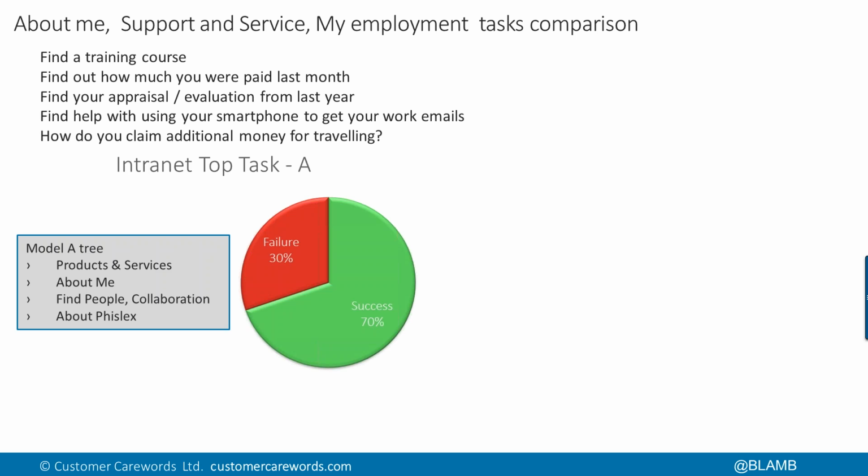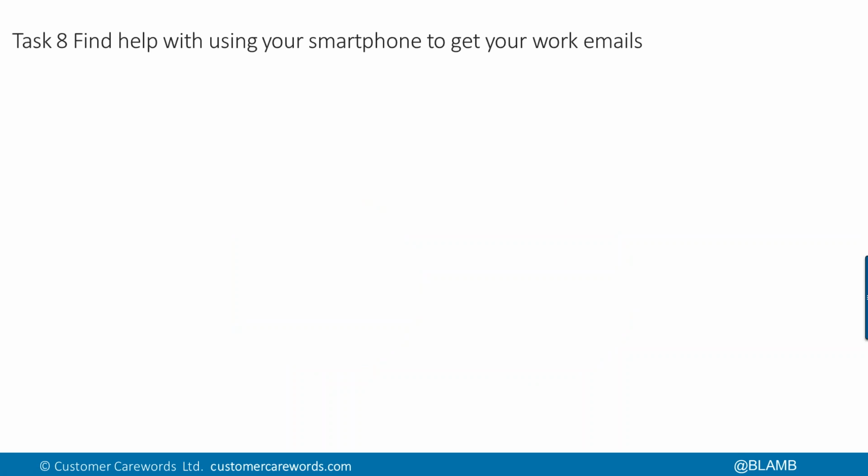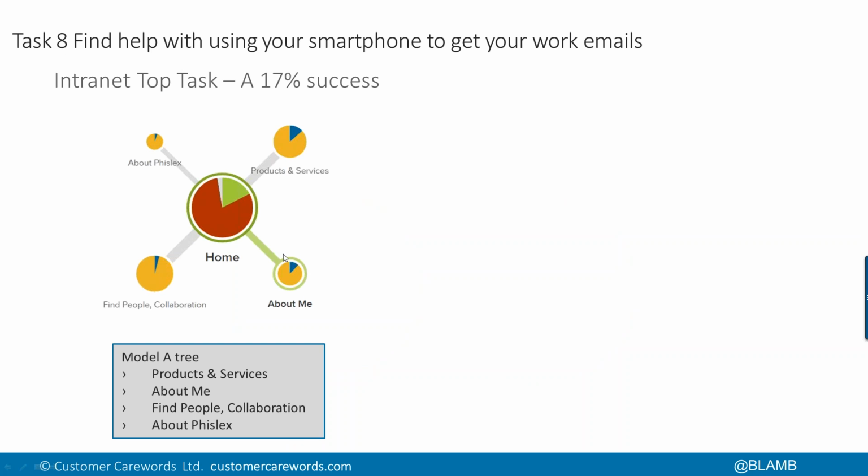What were the performance levels? 70% success in Model A, but a significant amount of failure, 30%. Model B, lower failure rate, significantly lower failure rate. Again, we can dive in and see, well, what's happening here with those results? Let's take a look at this task, find help using your smartphone to get your work emails. In Model A, in our exploded pie, we can see it's a sort of scattergun. People went all over the place, but not very low success rate. 17% of people were drawn to the answer that we wanted them to go to.